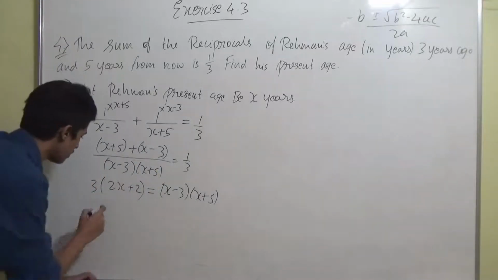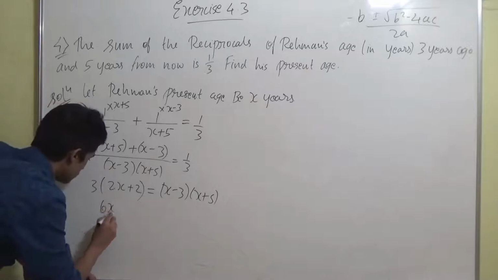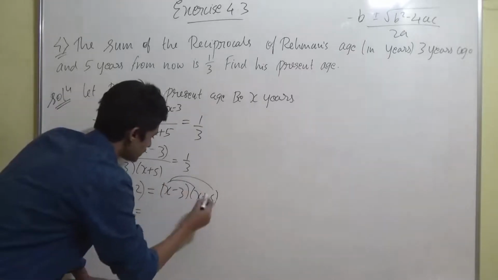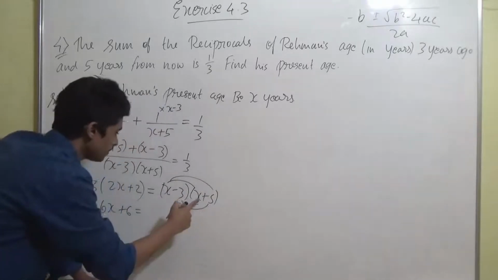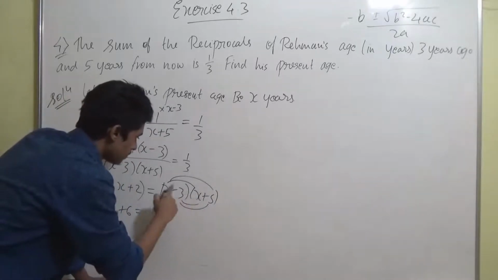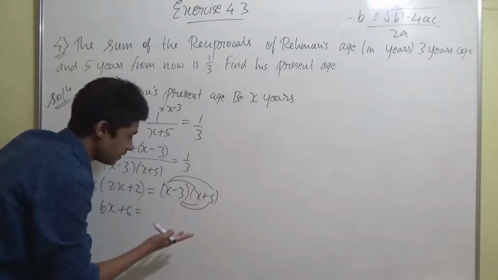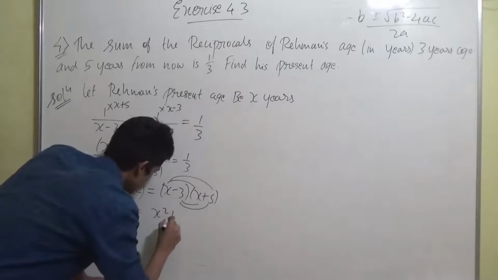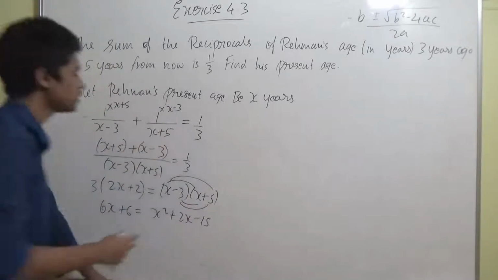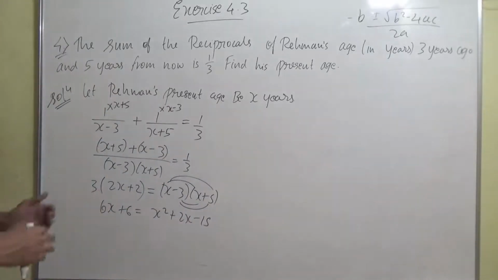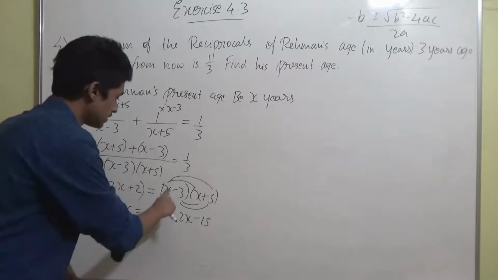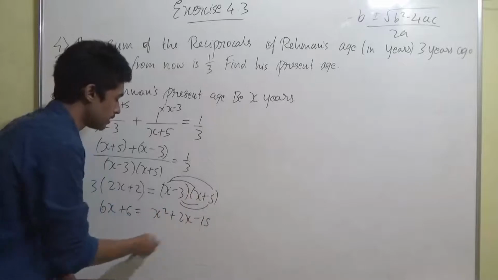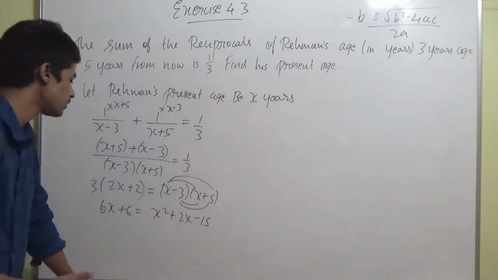So now we'll just expand it. If you expand this, what will happen? It will become 6x plus 6 equal to, you have to expand it like this, correct? This will become x square plus 5x minus 3x, that will be plus 2x. So x square plus 2x minus 15. You can do it step by step guys, I am skipping just one step, I did one step mentally, right? See, this is x square minus 3x plus 5x minus 15. Getting it? So it is x square plus 2x minus 15.